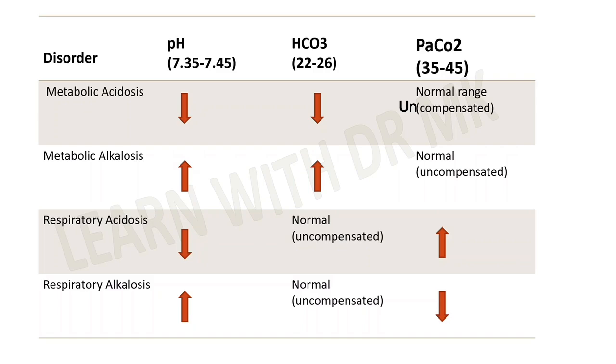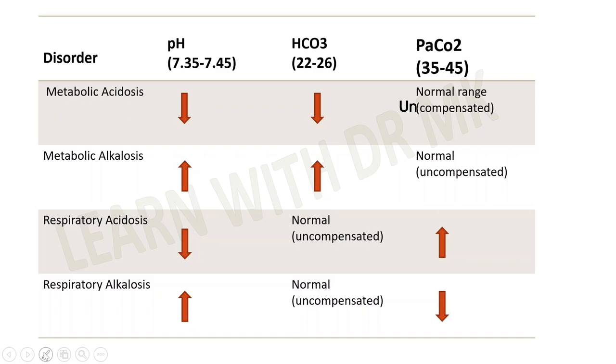So what happens in acidosis? The pH should be less than 7.35 and bicarbonate should be less than 22. The partial pressure of carbon dioxide can be compensated or uncompensated. If uncompensated, the partial pressure of carbon dioxide will be in the normal range. But when it is compensated, there will be a respiratory alkalosis. So in respiratory alkalosis, the partial pressure of carbon dioxide should be on the lower side.